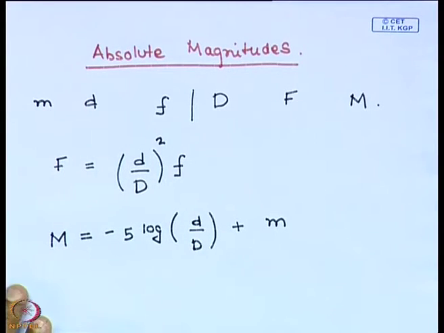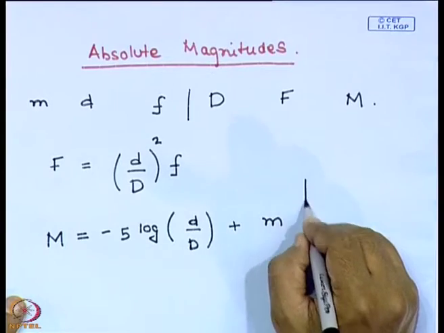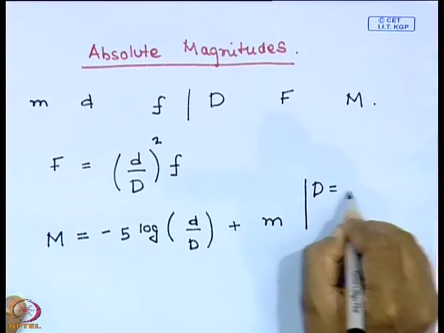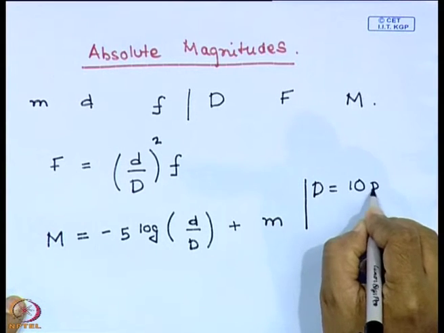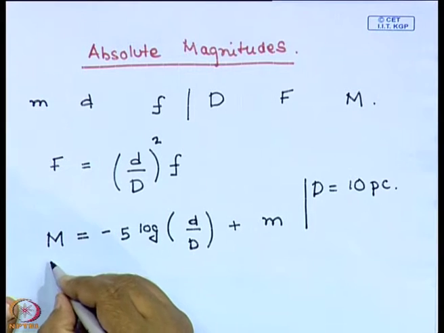Now, to compare the intrinsic brightness of sources, what we do is we place them at a distance d equal to 10 parsecs, and this is what is referred to as the absolute magnitude.